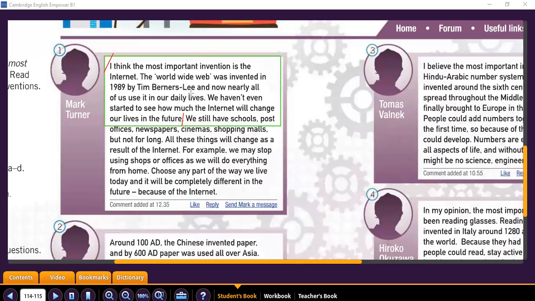Exactly. Thank you. So here we have the most important invention, right? They are talking about the internet. So the World Wide Web, ¿sí? La red global, amplia, ¿sí? O lo que nosotros conocemos o lo que digitamos cuando ingresamos a una página de internet, ¿sí?